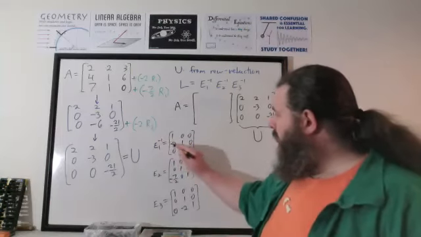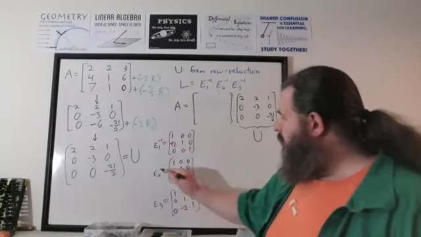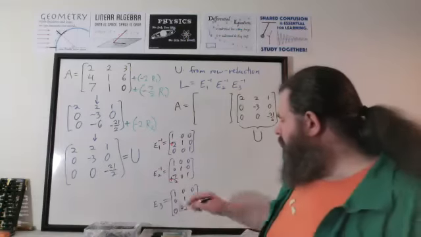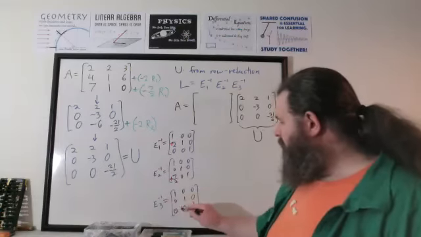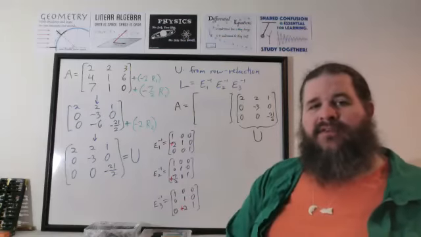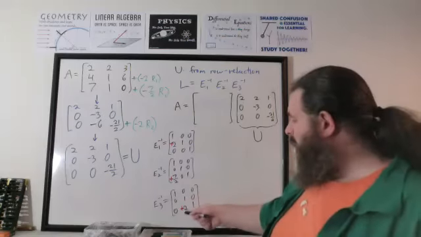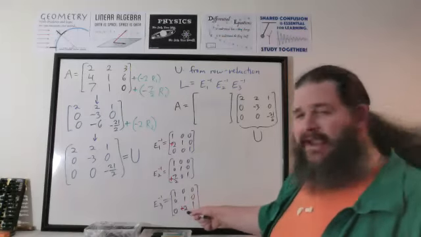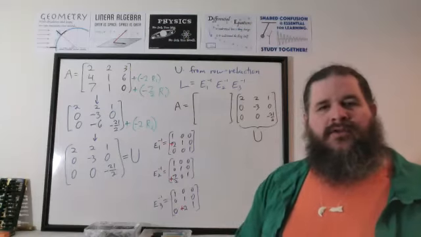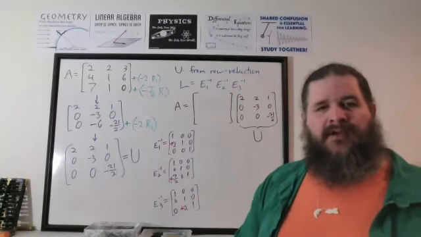E1 inverse is just going to have a +2 instead of a -2. E2 inverse will have a +7/2 instead of a -7/2. And E3 inverse is going to have a +2 instead of a -2. Everything else is the same. It still looks like the identity matrix with one modification. It's just that modification should now be its opposite. And then what do we do with those to find matrix L?